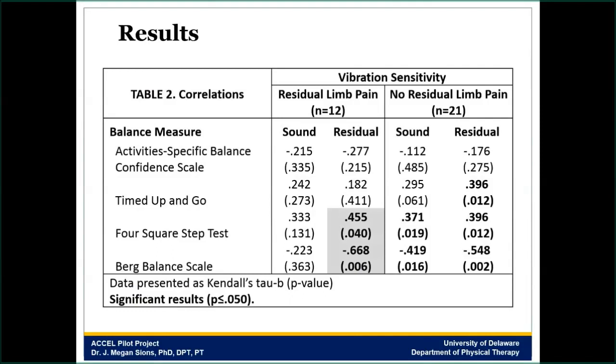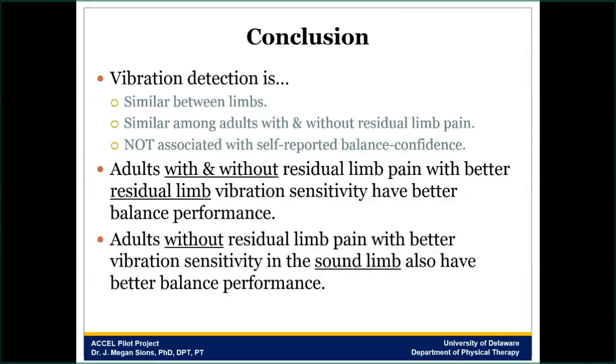But interestingly, for the more challenging balance tests, the 4-square step test and Berg balance scale, we see that better performance on these tests is associated with better vibration sensitivity for those individuals that have residual limb pain. And when we look at those without residual limb pain, we see a similar trend in that these balance tests are correlated with vibration sensitivity for both the sound limb and the residual limb. And so really what that means is that vibration detection seems to be pretty similar between the amputated limb and the sound limb, and it seems to be similar among adults with and without residual limb pain.